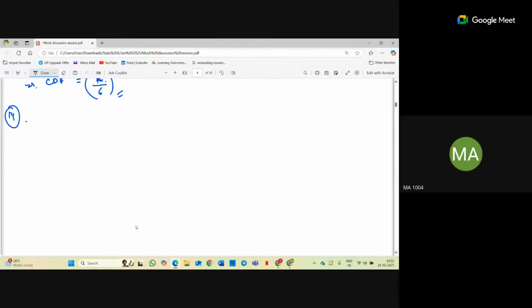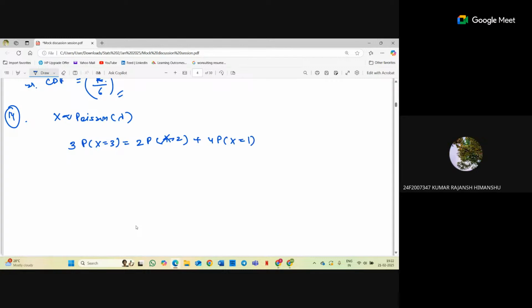Okay, so let's solve this. It is saying that my x is following a Poisson distribution with lambda as the parameter. The equation that we have been given is 3 into probability of x equals 3 equals 2 into probability of x equals 2 plus 4 into probability of x equals 1. This is the equation that we have been given, correct?